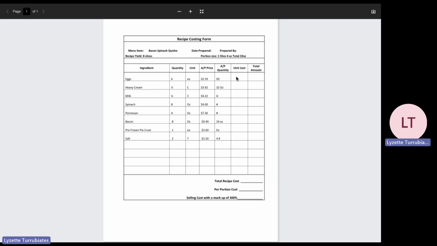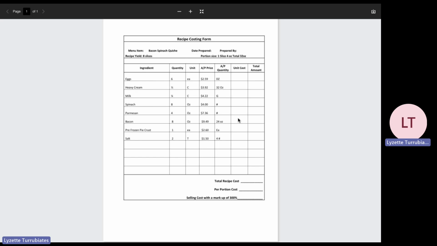So now I'm going to get my unit cost, and that's going to mean that I'm going to be able to know how much one egg costs me. And that's what we're going to do for each of these today. Once we do that, then we're going to figure out the total amount. So total amount is basically we're taking that one egg and we're multiplying it by how many we need for the recipe. So that one egg times 6 is going to give us the total amount of what it costs for us to have 6 eggs in our recipe.